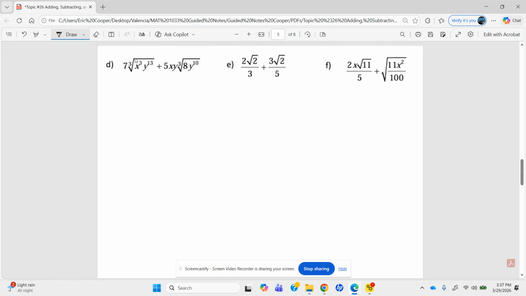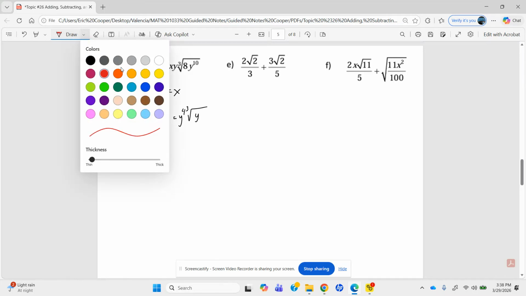Let's show you a couple more examples. Here we've got a cube root. So I need the cube root of x cubed and the cube root of y to the 13th. So this is 3 divided by 3, which is 1 remainder of 0, which means I just have an x that comes on the outside. And here this is 13 divided by 3. 3 goes into 13 4 times with a remainder of 1. So this is y to the 4th with a y back on the inside.